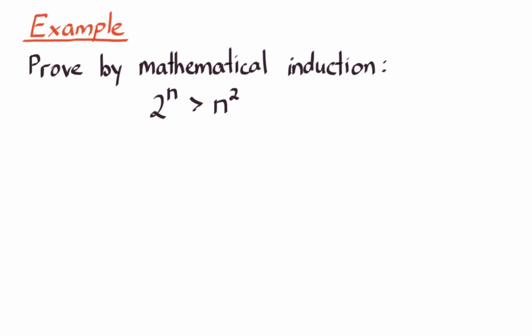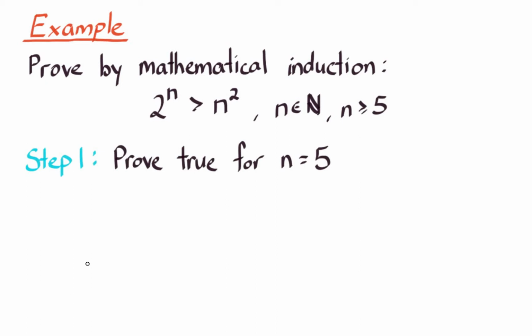Prove by mathematical induction that 2 to the power of n is greater than n squared. And this is for all values of n that are natural numbers, or is it all values of n? I mean, think about what would happen when n equals 1, or n equals 2, or n equals 3. Is 2 cubed, which is 8, greater than 3 squared, which is 9? No, so this one actually has a qualifier that n must be greater than or equal to 5. So that'll be our starting point for step 1. So prove true for n equals 5.